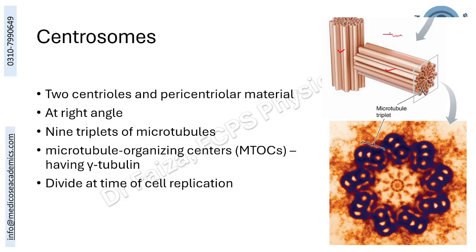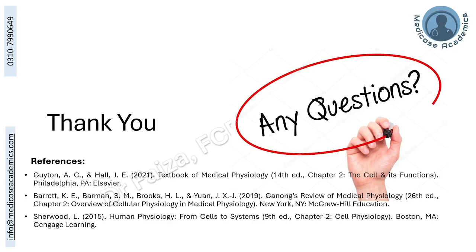And these centrosomes are also divided at the time of cellular replication, one set going into each daughter cell. So that's all about the structure and the functions of the cytoskeleton.